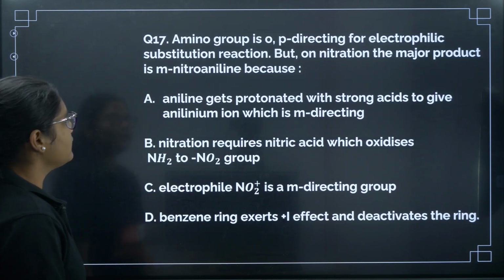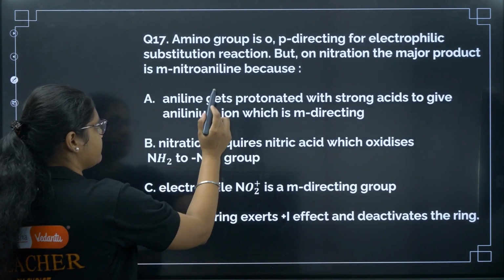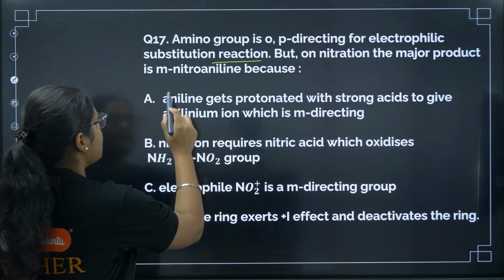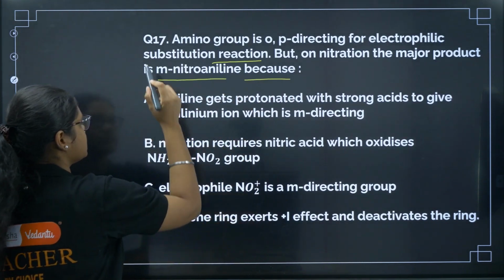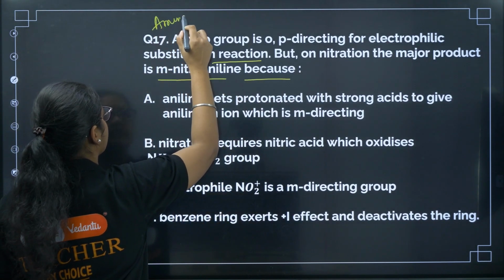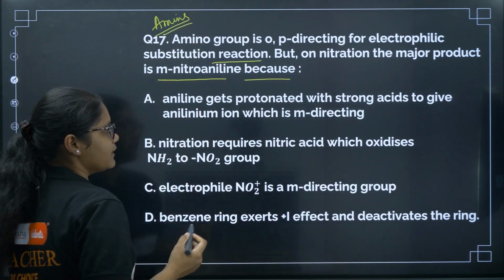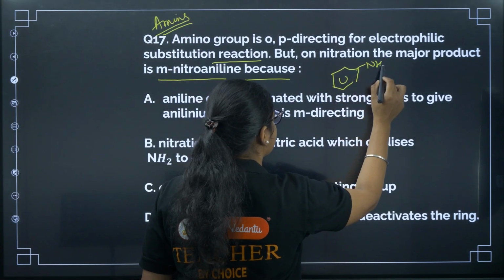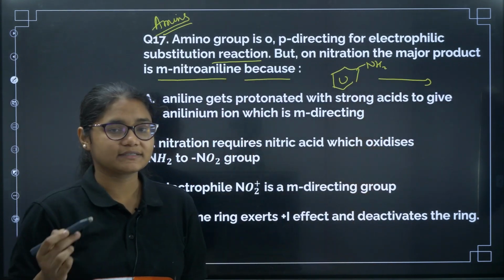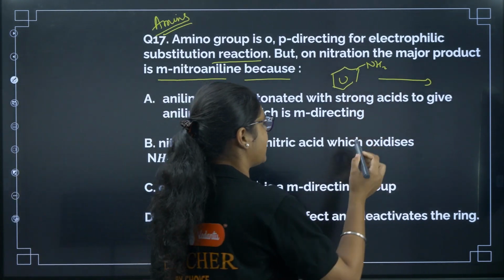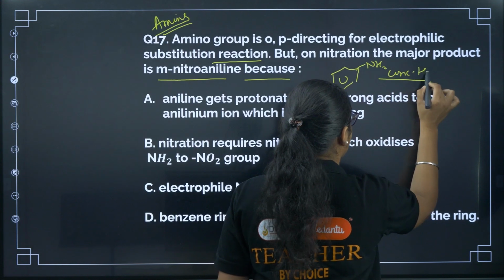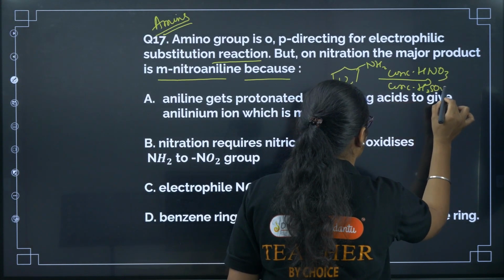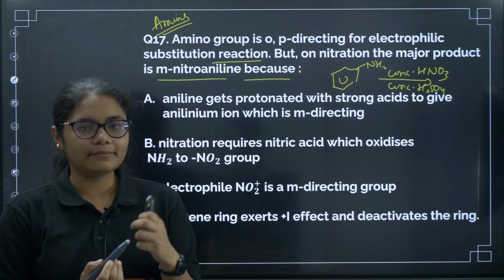Okay, next. Amino group is ortho-para directing for electrophilic substitution reactions, but on nitration the major product is meta-nitroaniline. What is the reason for this? So this question is from your amines chapter. Very important reasoning, this one. Now when you take aniline and do nitration, if you remember, the reagent for nitration is concentrated HNO3 and concentrated H2SO4, right? So it's a highly acidic medium, H plus is there.